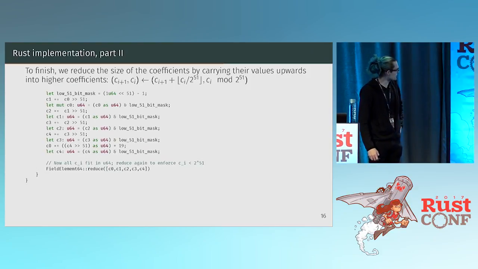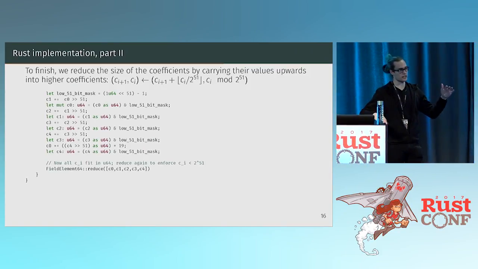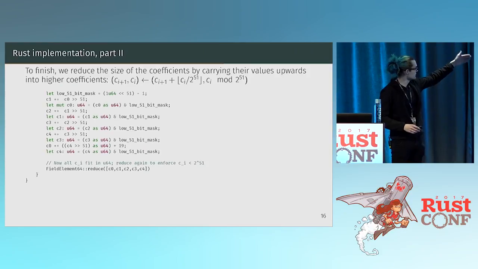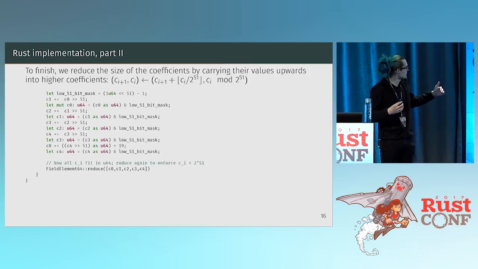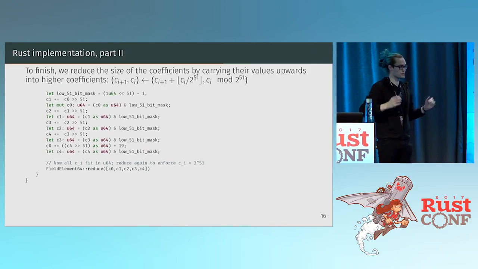You can also, because a nice thing with Rust is that you can rebind the same names. So here, there's a rebinding happening where we're notifying the compiler that now that we've done this reduction, all of these Cs are now going to fit into 64 bits. So, you know, do whatever you want with that information. And once we've done this first pass, we've now fixed all of the Cs to lie into U64s.